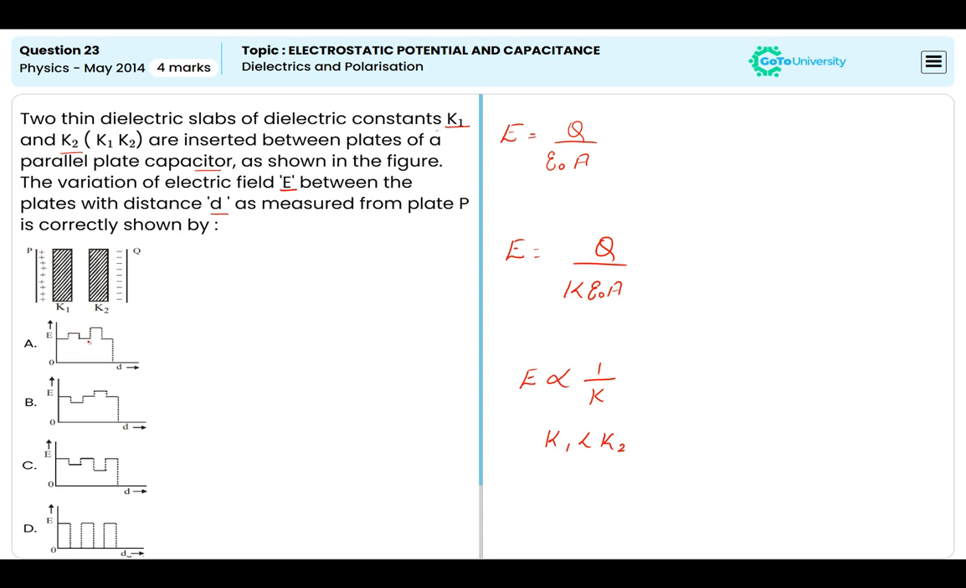Then if this is K1 and this is K2, and K2 is greater than K1, then the E value decreases as the K value increases. Then option A is our right answer.